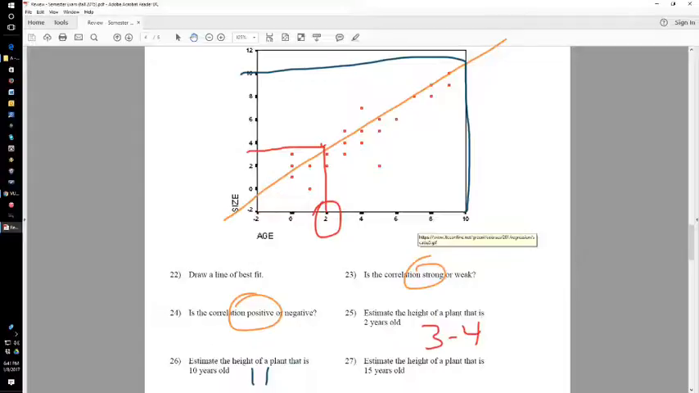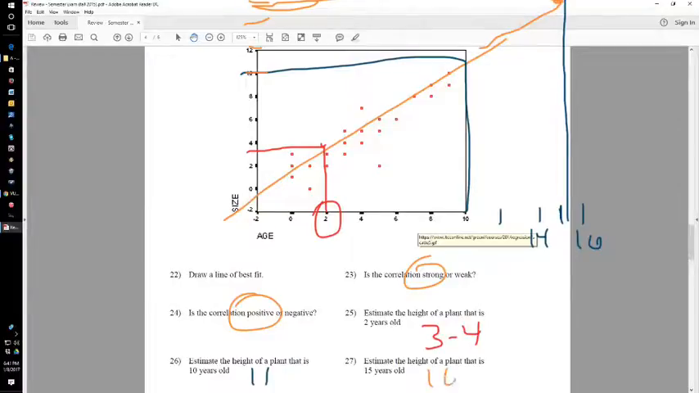Estimate a plant that's 15 years old. Now this one gets a little crazier. So these are by twos, 8, 10, 12, 13, 14. That would be 16. So 14, 16, 15 is right in the middle. So if I go straight up, follow my line out to 15, cut it back across. So 10, 12, 14, 16. I'm going to guess that it's 16 inches tall. That's just because I follow my line all the way out to there, cut it back across. That's about 16, roughly. All right.